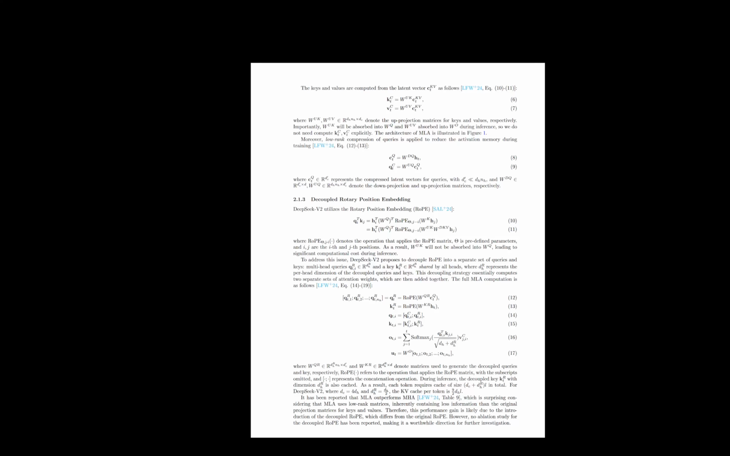It has been reported that MLA outperforms MHA [LFW+24, Table 9], which is surprising considering that MLA uses low-rank matrices, inherently containing less information than the original projection matrices for keys and values. Therefore, this performance gain is likely due to the introduction of the decoupled RoPE, which differs from the original RoPE. However, no ablation study for the decoupled RoPE has been reported, making it a worthwhile direction for further investigation.